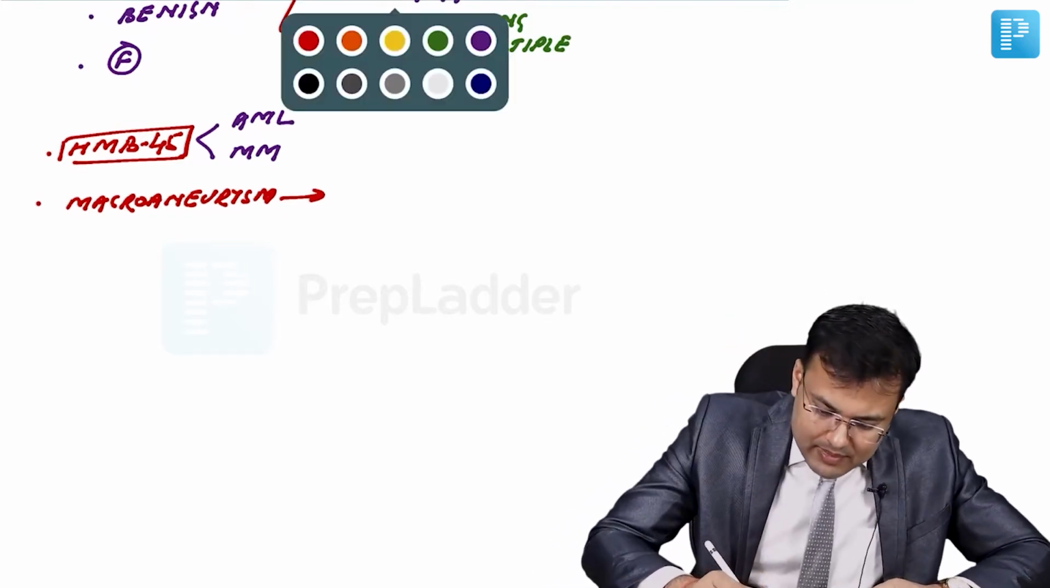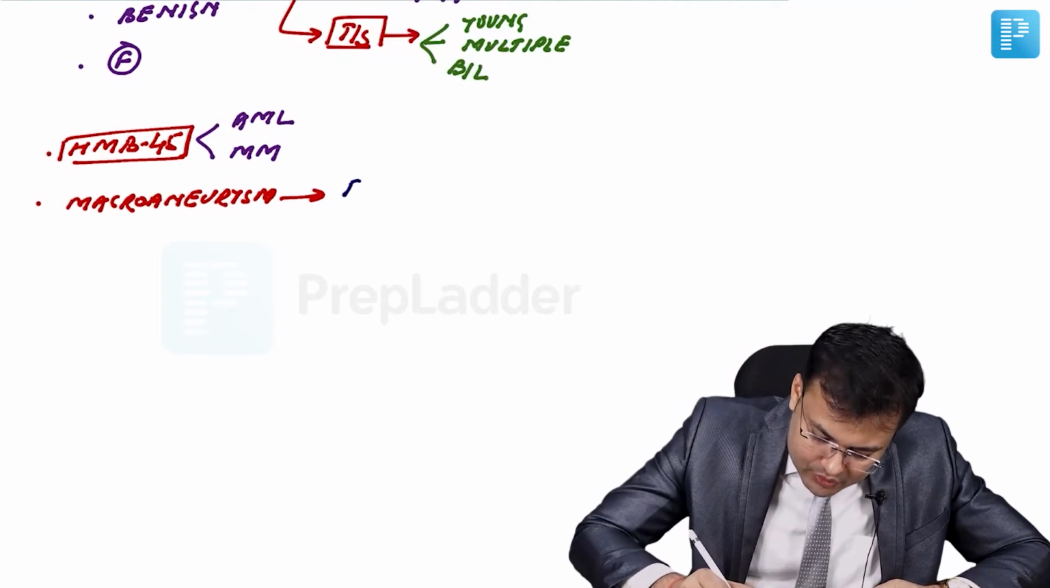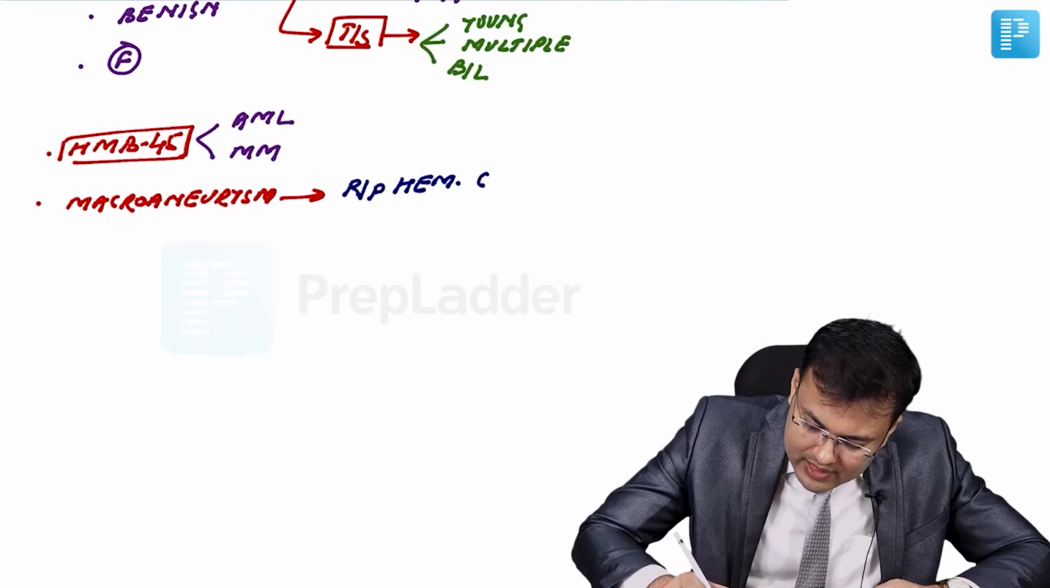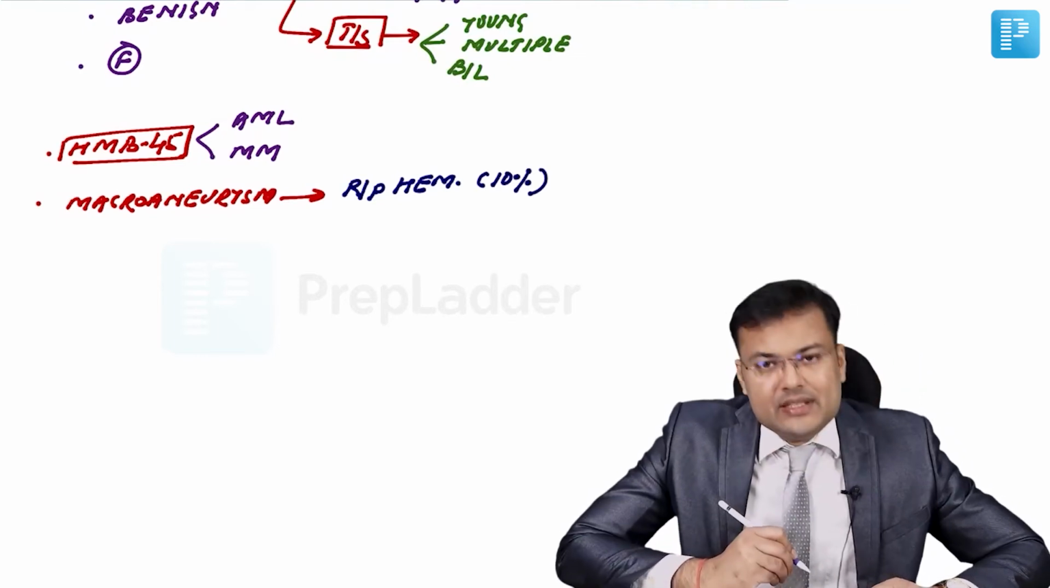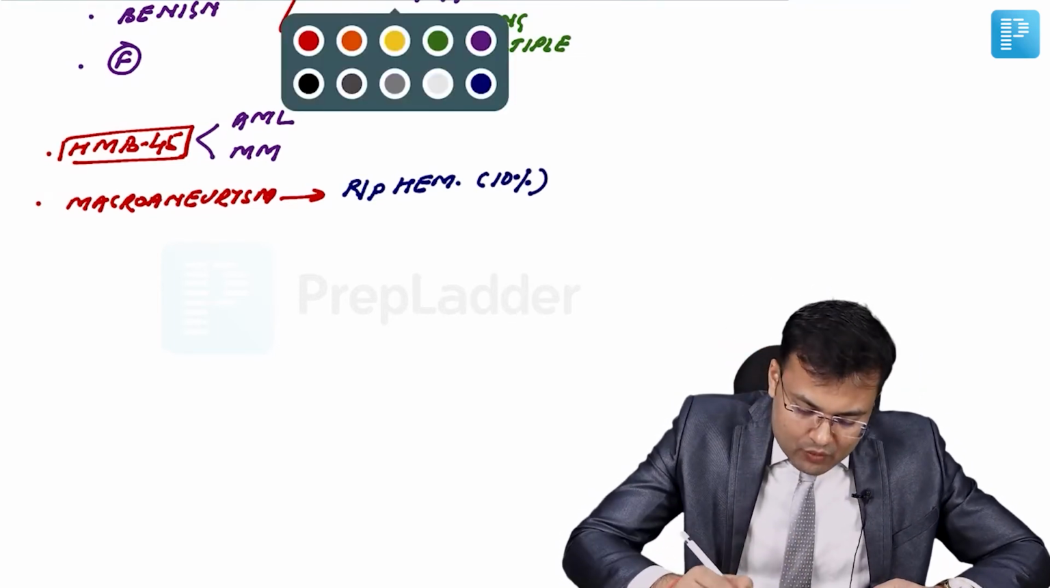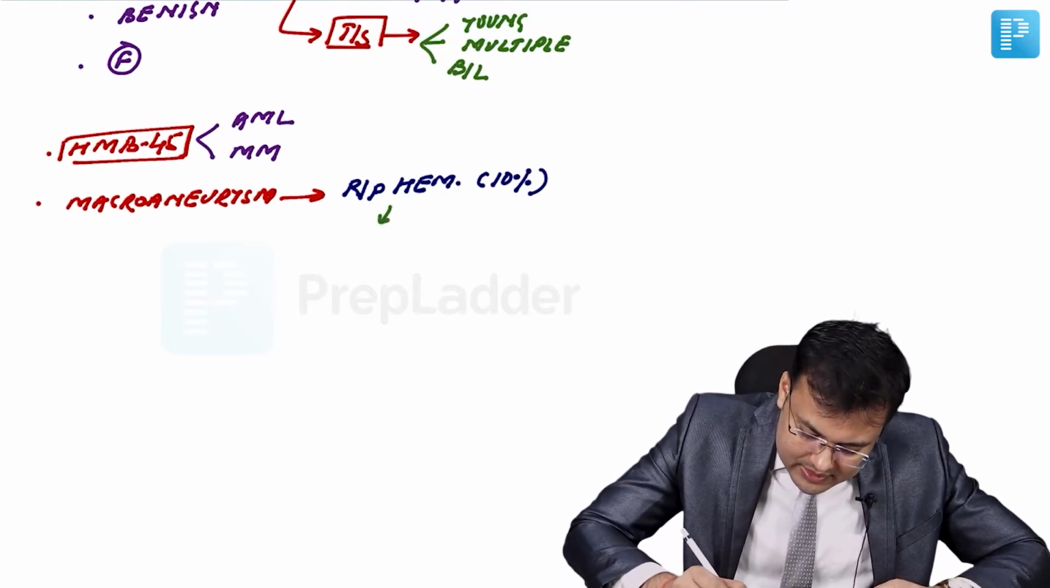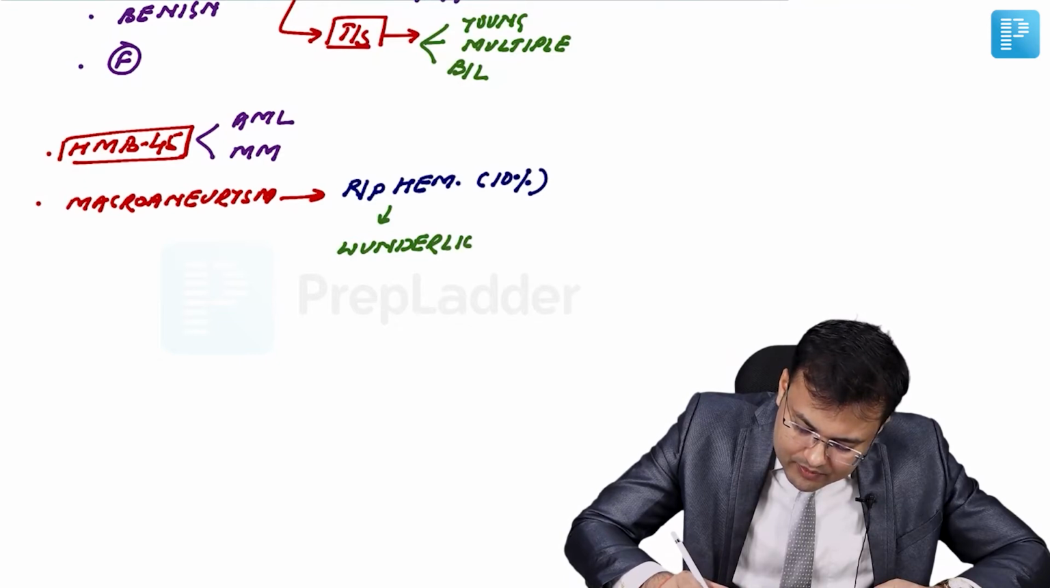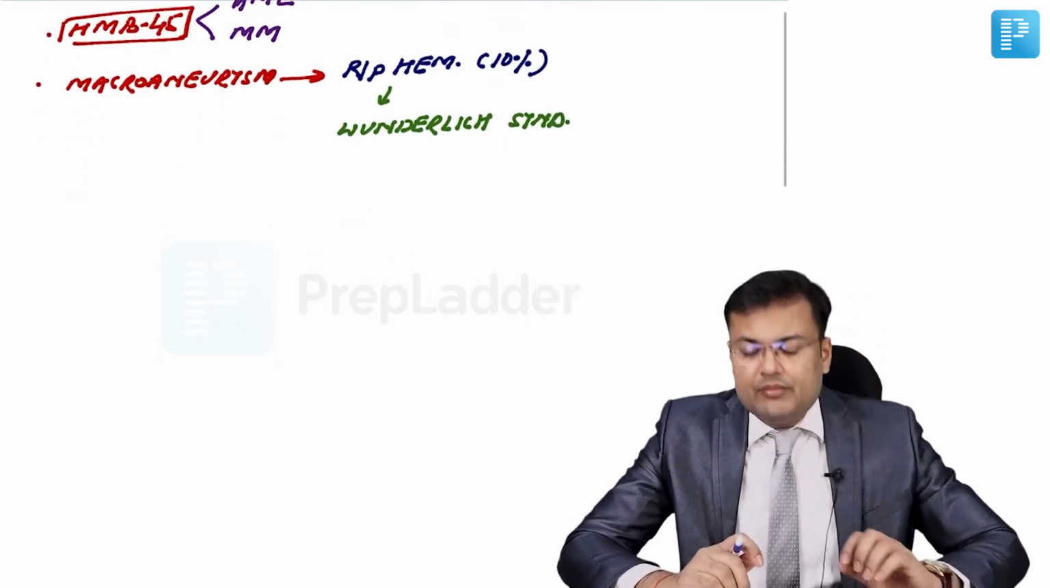Clear? So macroaneurysm leads to retroperitoneal hemorrhage, and this retroperitoneal hemorrhage is seen in 10% of patients. And what's the name? This name is asked in exams. It's the Wunderlich syndrome. Clear?